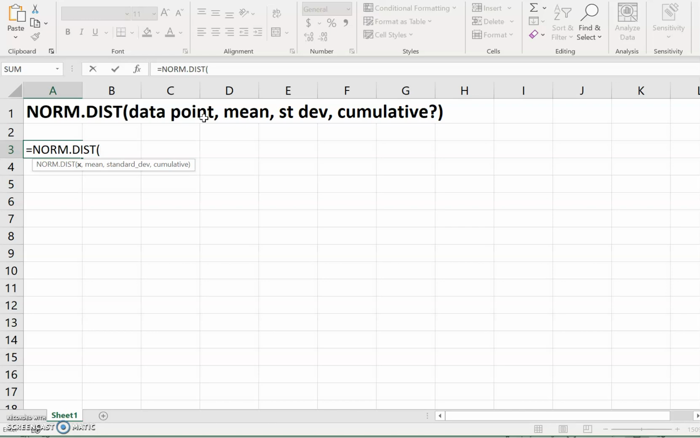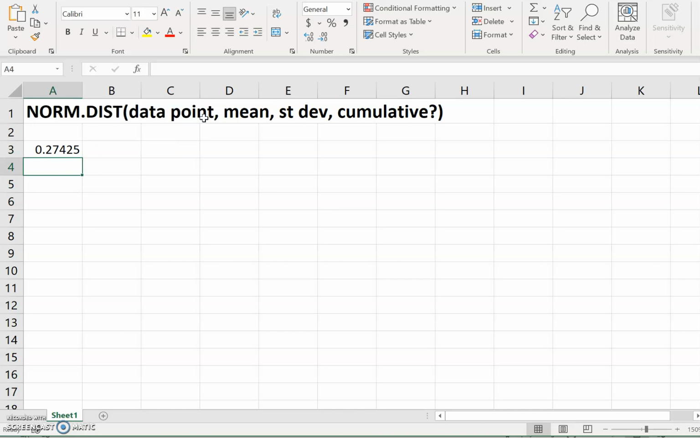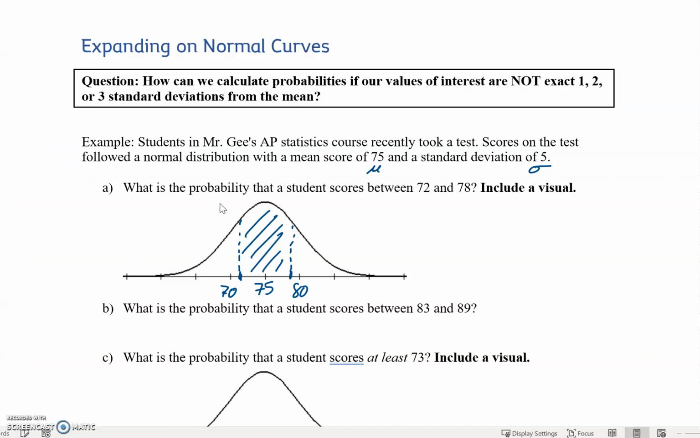Well, okay, if we're looking between two values, maybe first I need to think about what's the lower value. So if I just put in 72 here, we've got a mean of 75, standard deviation of 5, and let's say, yes, true, I do want it to be cumulative. Remember, we only use false if we're talking about a single value. So in general, we're going to be using true, although we will see an example here where we use false. But for this one, we're using true. And so this is for 72. And so we get 0.27425.